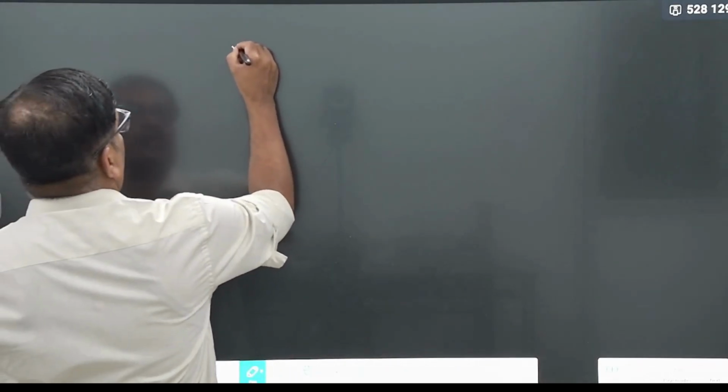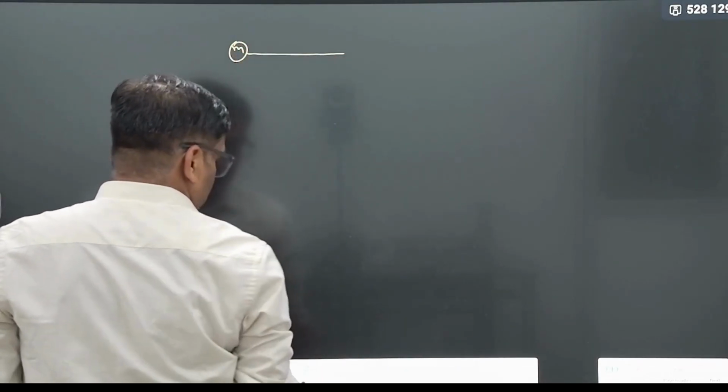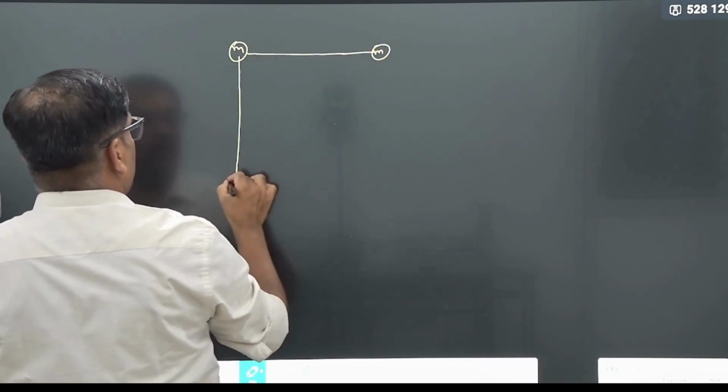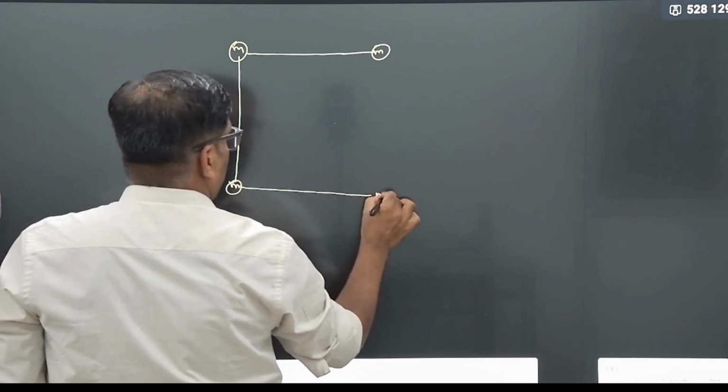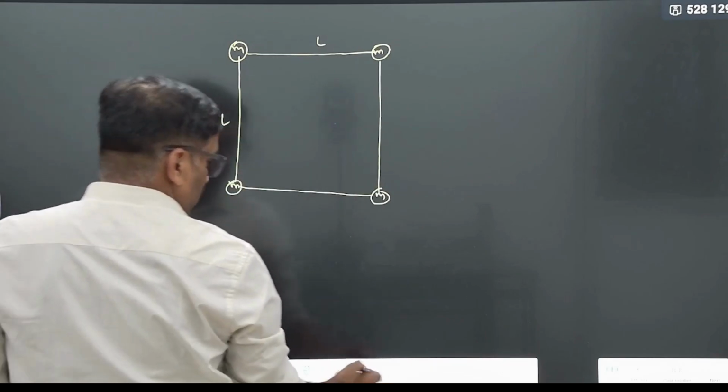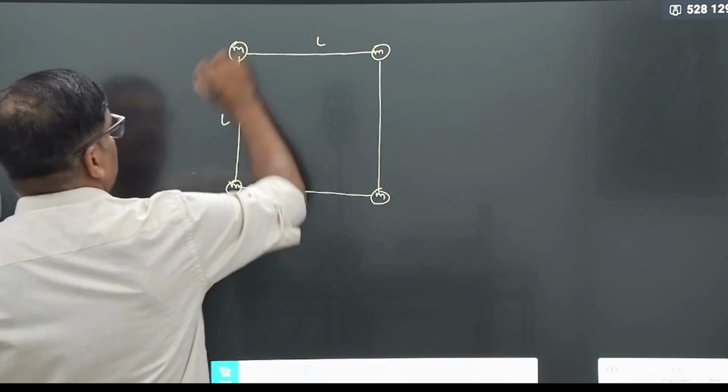Let us see. So here there is a mass, therefore here the mass. Here there is one more mass. Here mass, here it is M. So side it is L. Now this question, it is asked in the examination.